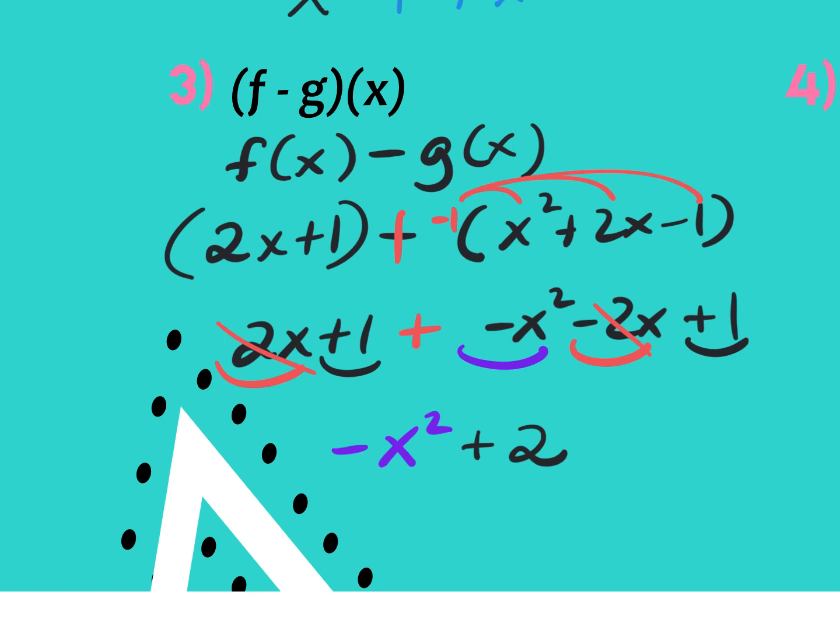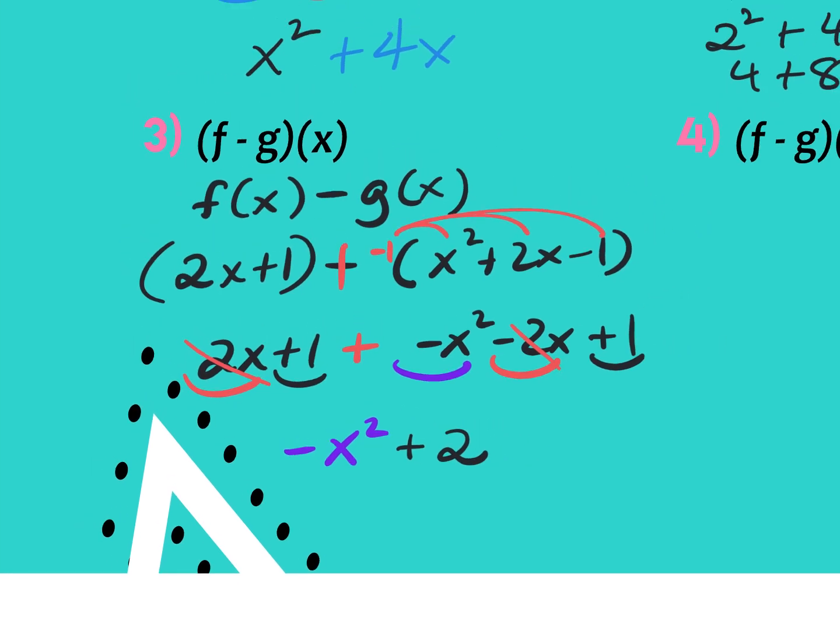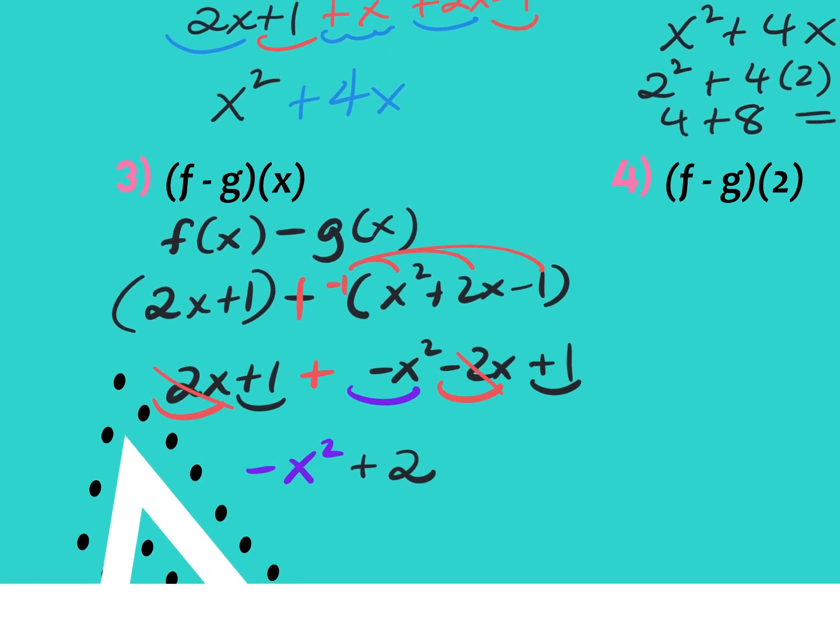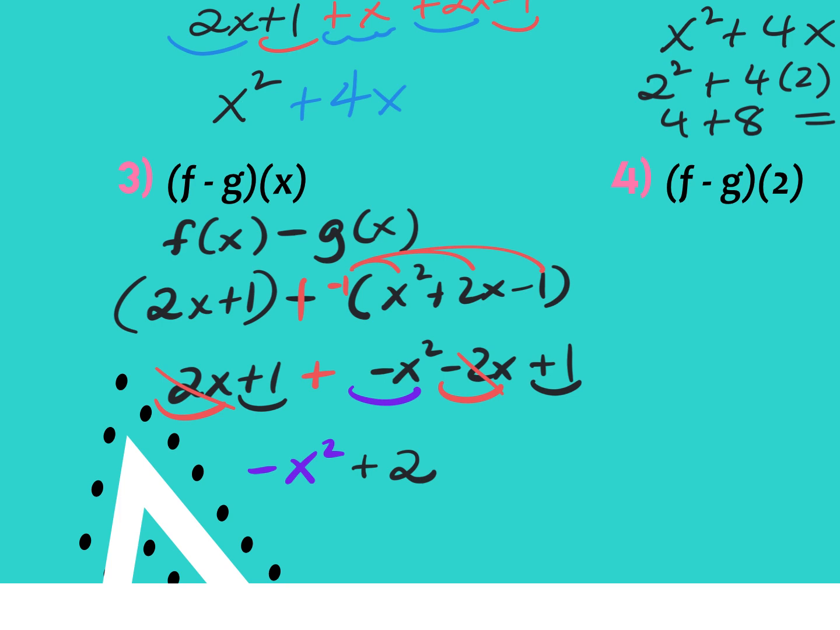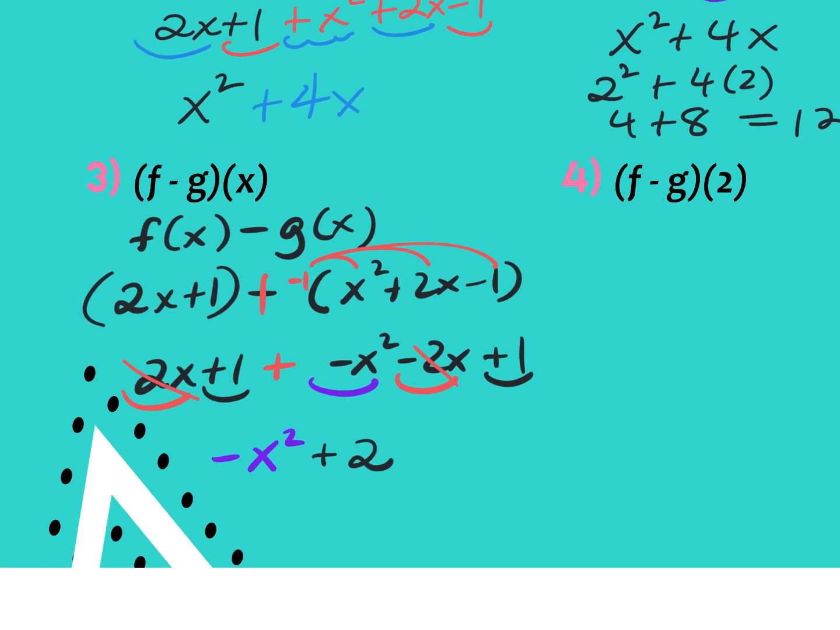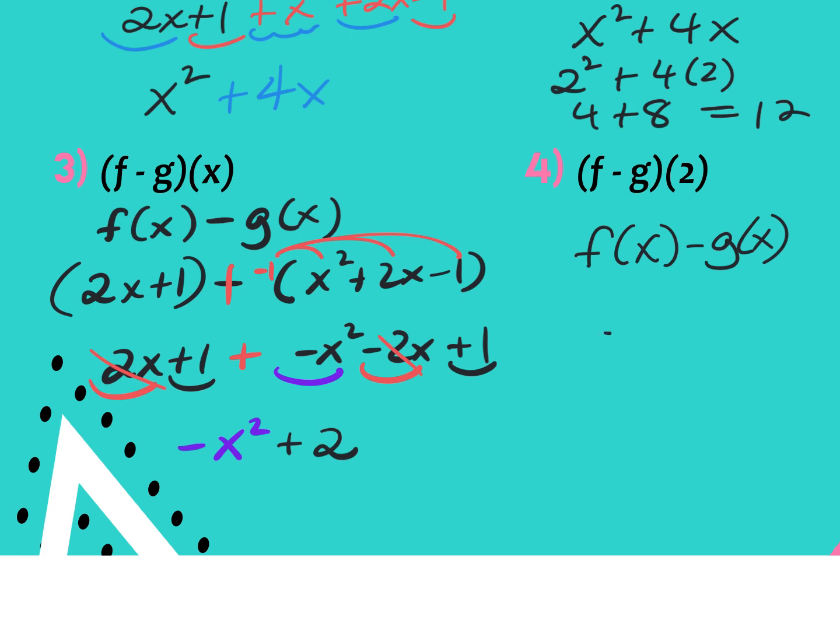Now, they want me to do in number 4, they want me to subtract the functions, but then substitute in the value of 2 for x. And again, since I've already combined it, I'm going to take my combined function and then just plug in or substitute the value of 2 for each x. So again, I still would have been expected to have subtracted the f of x function minus the g of x, but since I already did it, let me take my combined function and now replace x with a positive 2.